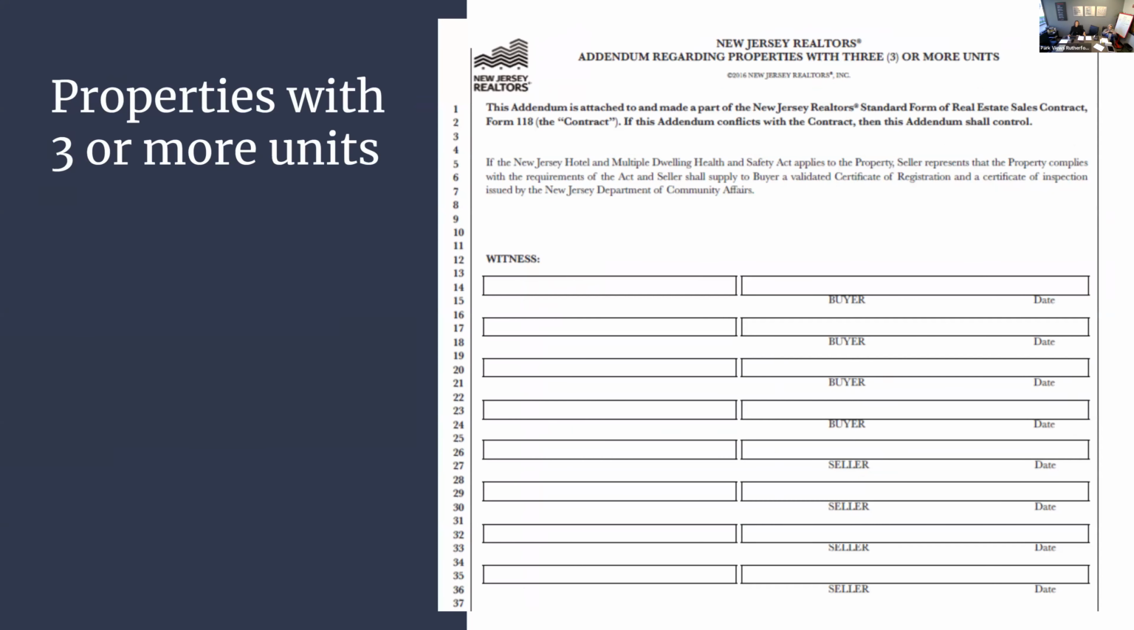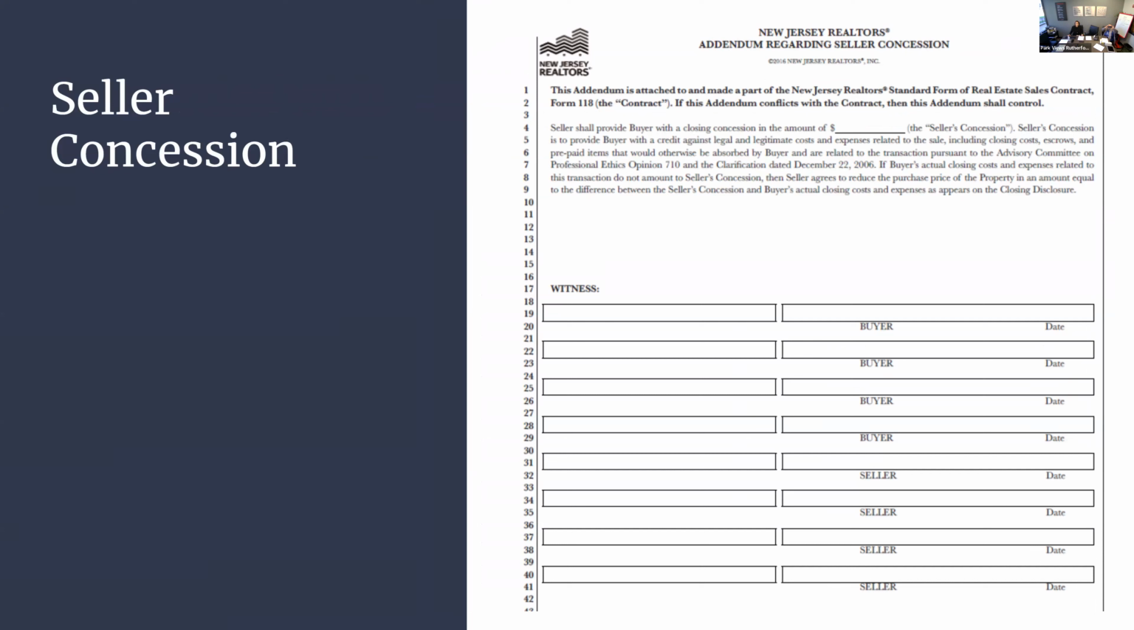Seller concession. Sometimes the seller will provide the buyer with a closing cost or give them something, and that's called a seller's concession to help the buyer purchase the property. I saw on the internet a seller give a car. Yes, that would be a concession. It could be a closing cost, it could be a car, it could be whatever. It just has to be disclosed on that form.